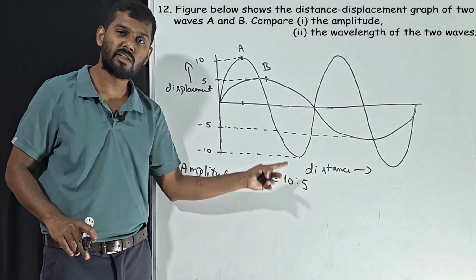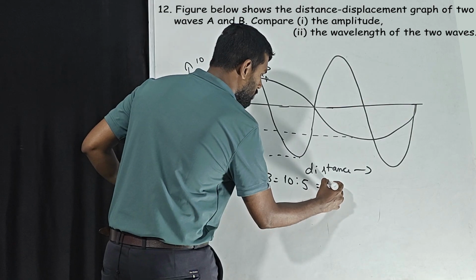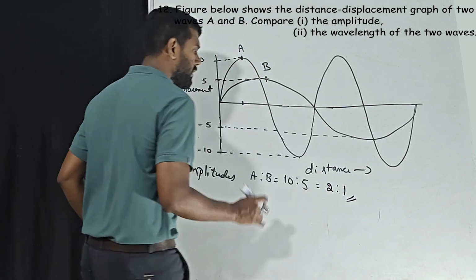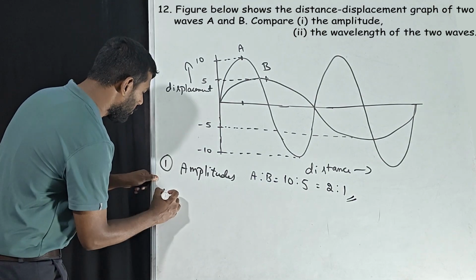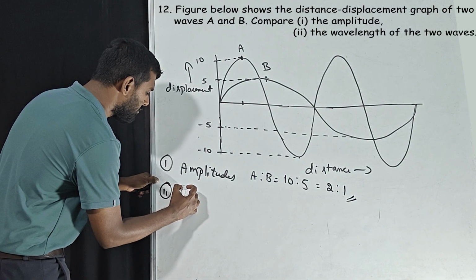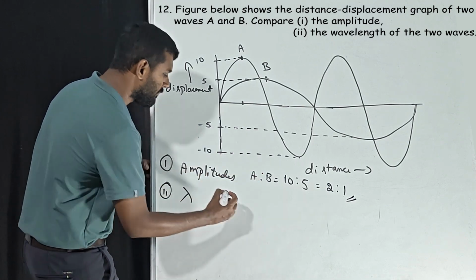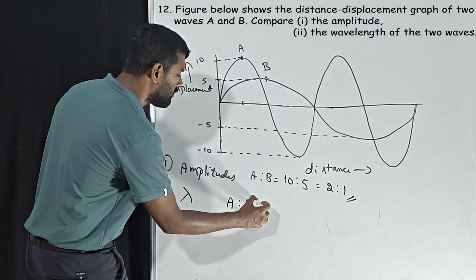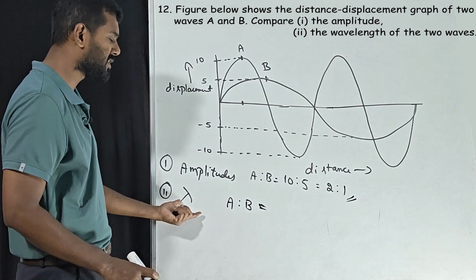Now both the numbers are divisible by a number, right? 5 ones are 5, 5 twos are 10, correct? So it is 2 is to 1. That's it. This is how you need to understand. Next, they are talking about wavelength. Wavelength symbol is lambda, correct? So we have to write the wavelength ratio, A is to B. You can write it as wavelength also here instead of the symbol.